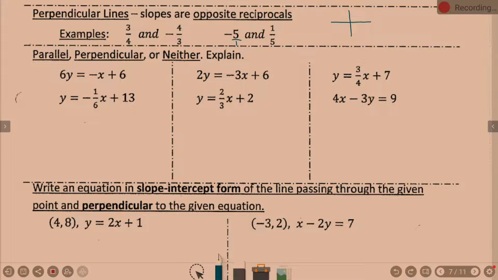My next section here: they're going to give us 2 lines, and we want to know, are they parallel? Are they perpendicular? Or neither? Now, technically, we could graph these to figure that out. That's a lot of extra work. So instead of graphing them, we're just going to get them in the form so that we can see what their slopes are.